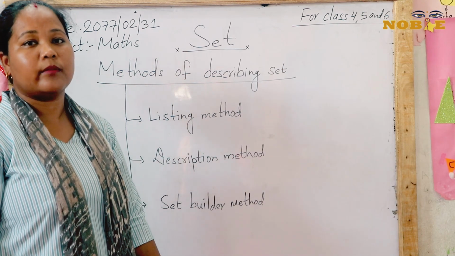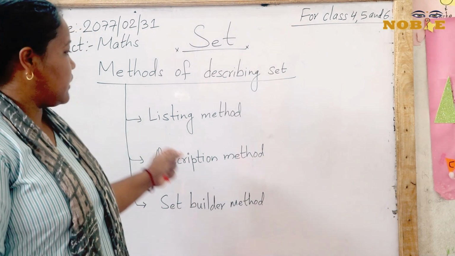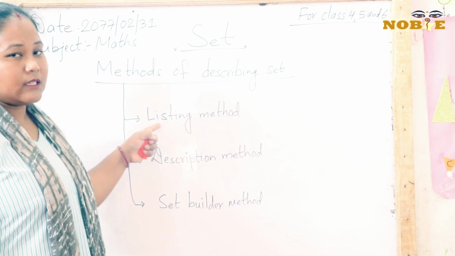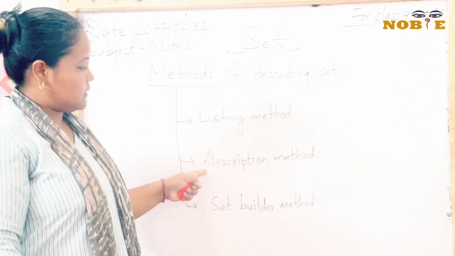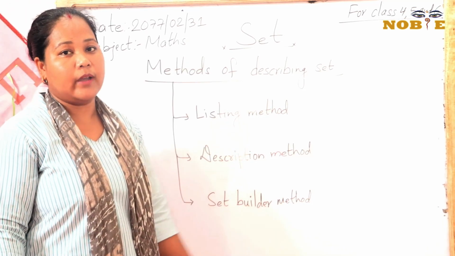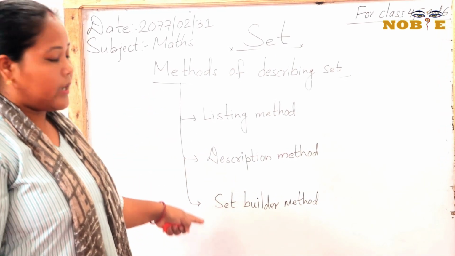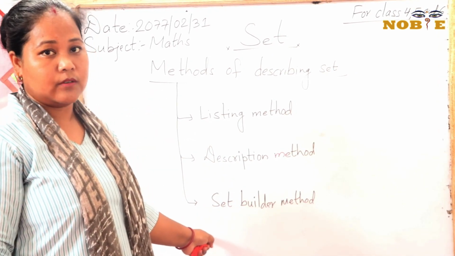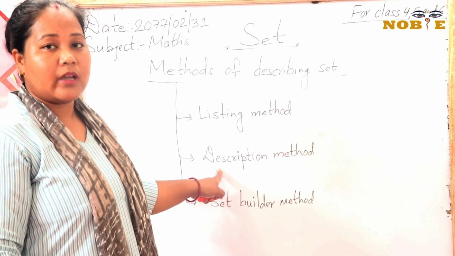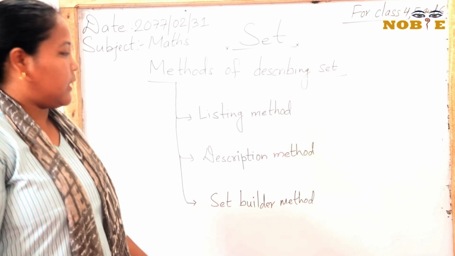How to describe the set? What are the methods of describing set? We have mainly three methods of describing set. First is listing method, second is description method, and third is set builder method. Okay students, we have three types of methods to describe the set.